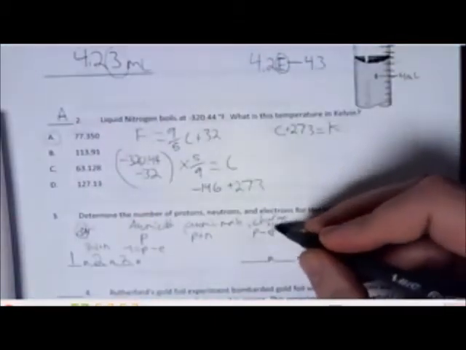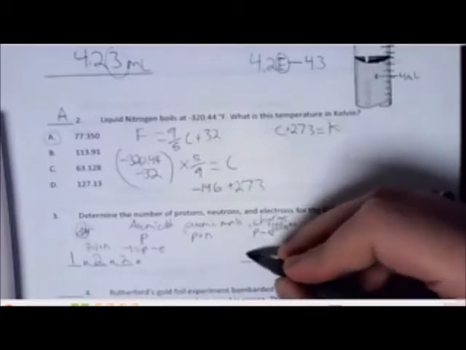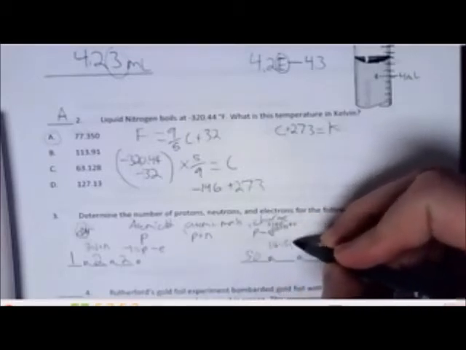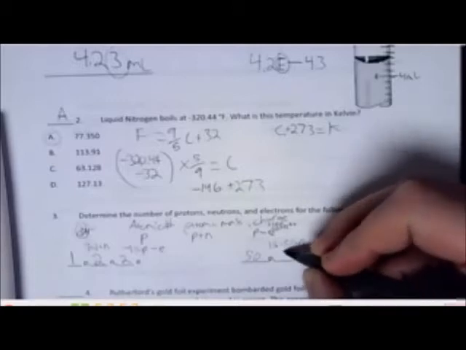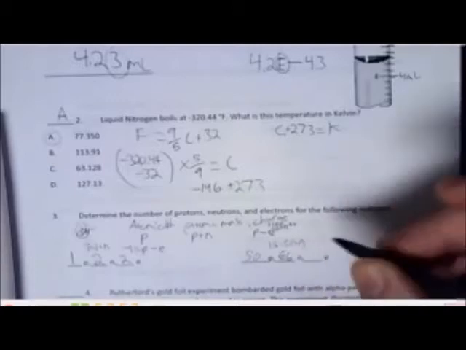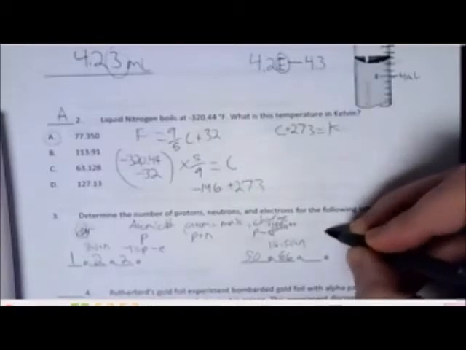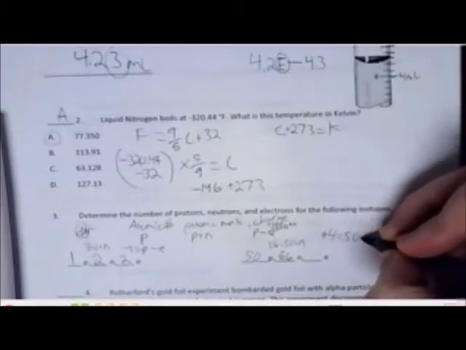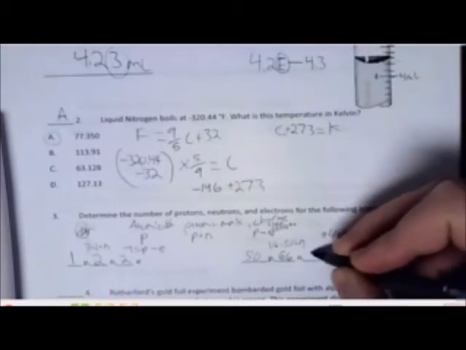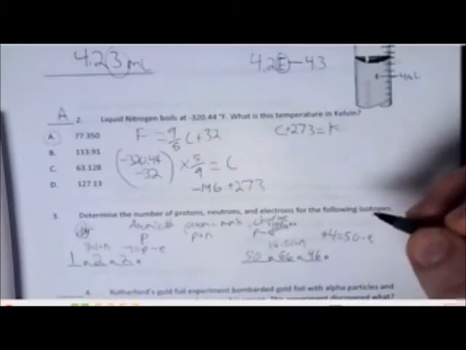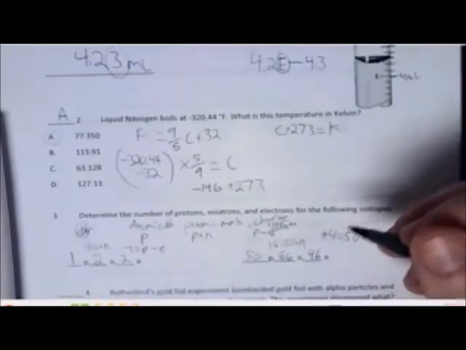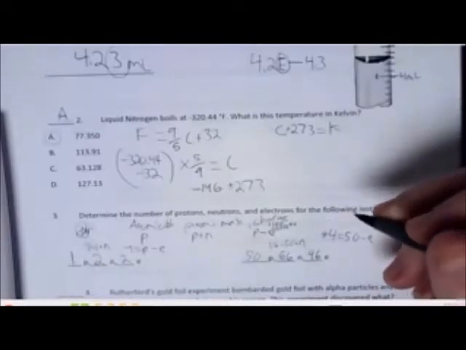Same thing here. 116 equals 50 plus N, which means N has to be 66. And the charge is positive 4, so positive 4 equals 50 minus the electrons. So we must have 46 electrons. Now, before you're like, wow, you can have a calculator. You do not have to do any of this in your head.